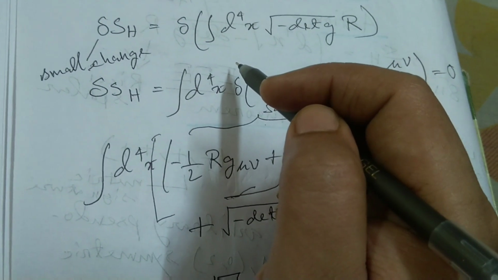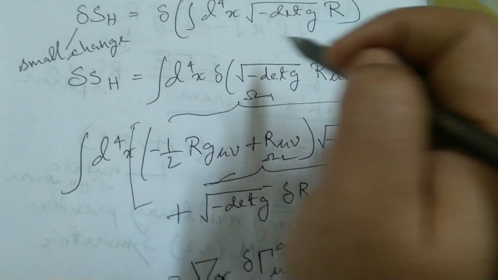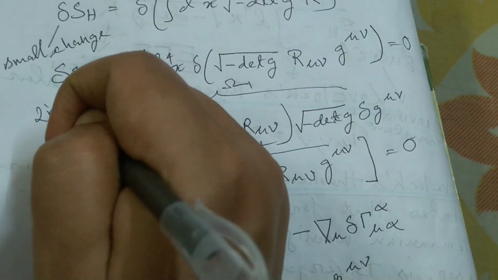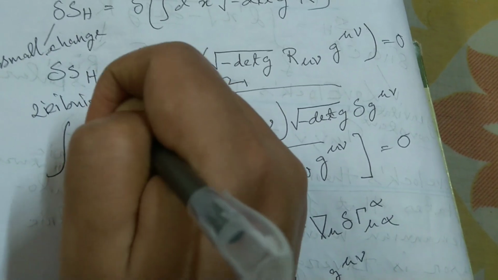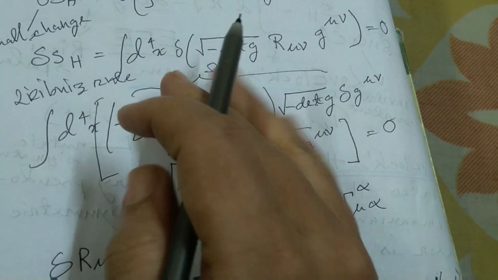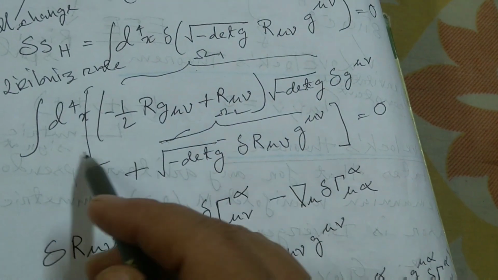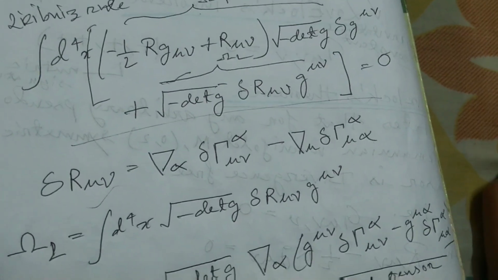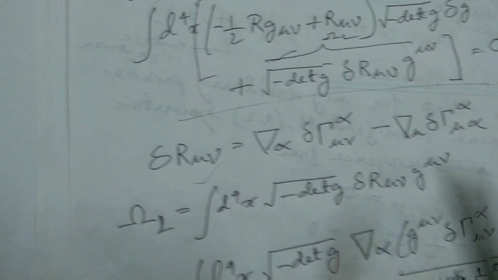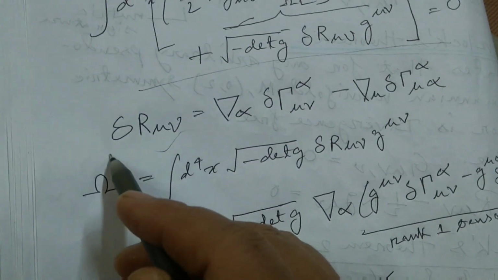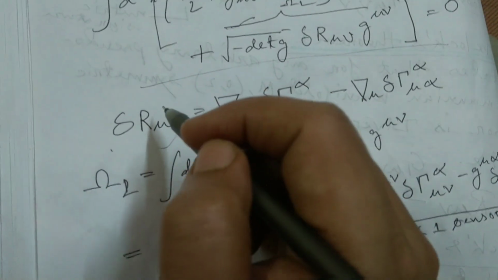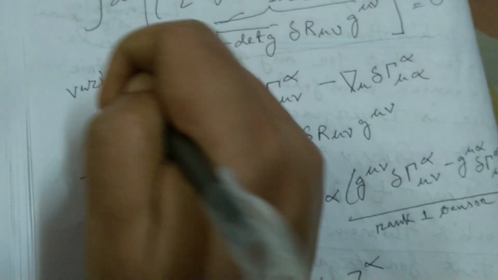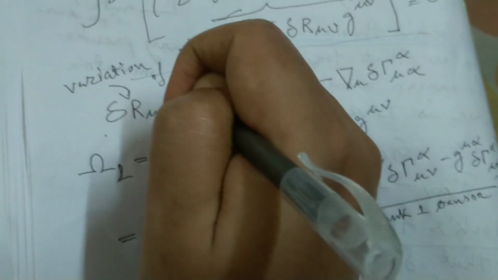introduce the Leibniz rule. You know the Leibniz rule also. I use the Leibniz rule here, and we get these equations with G mu nu del G mu nu. And then using the variation of the Ricci curvature, this is the variation of the Ricci curvature.